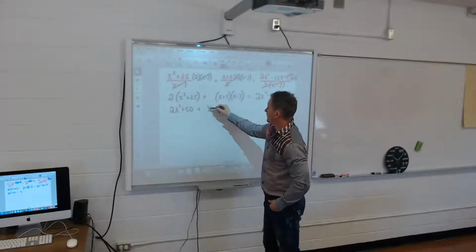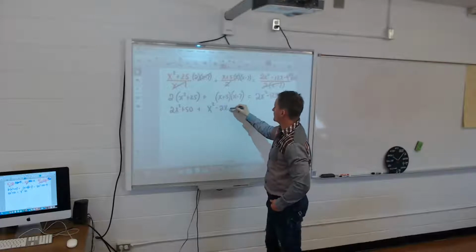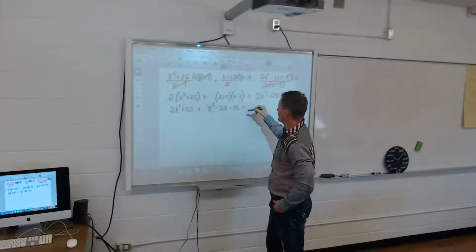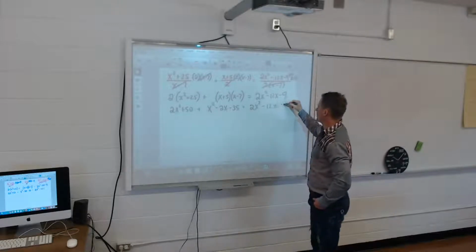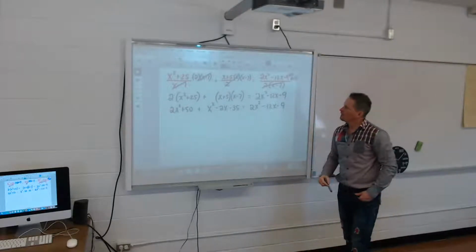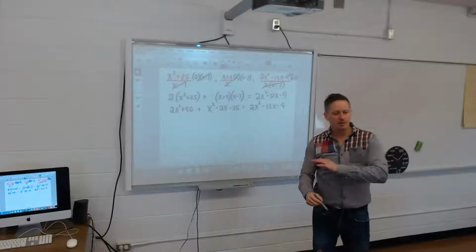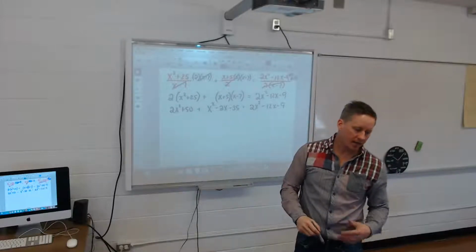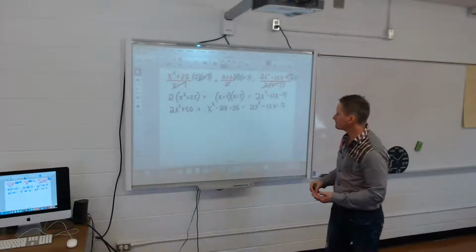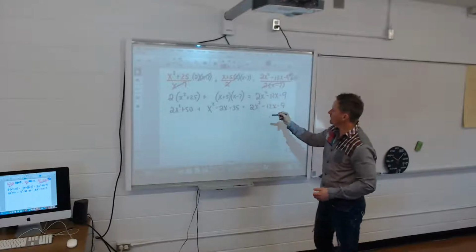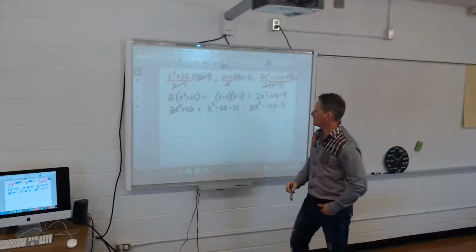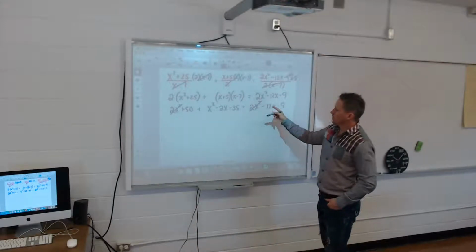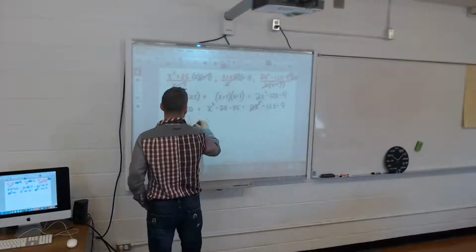This FOILed out is x squared minus 2x minus 35. 2x squared minus 12x subtract 9. So now I move everything to one side. I collect my like terms. So I'm going to move all of these over. This 2x squared and this 2x squared are going to equal 0. So I'm left with x squared here.